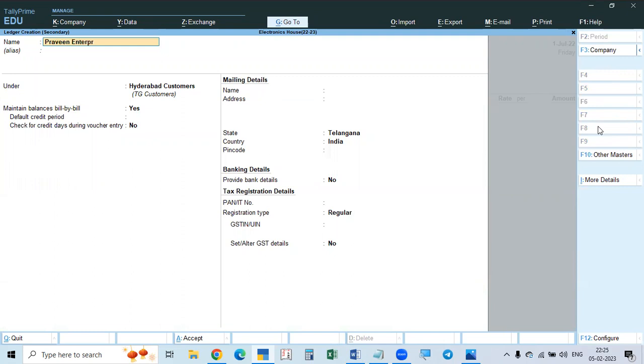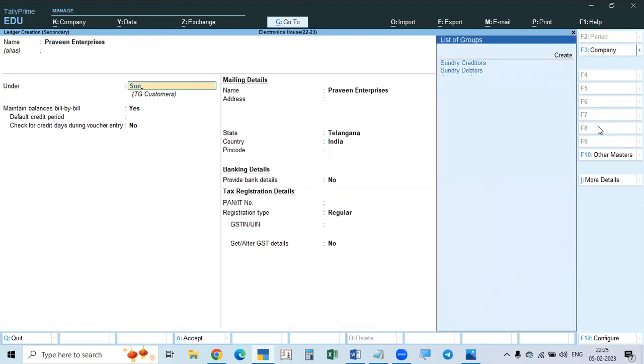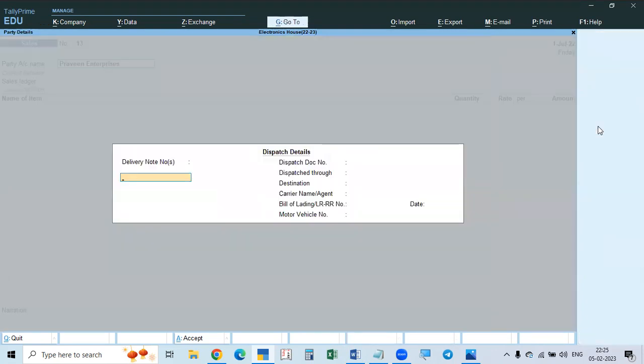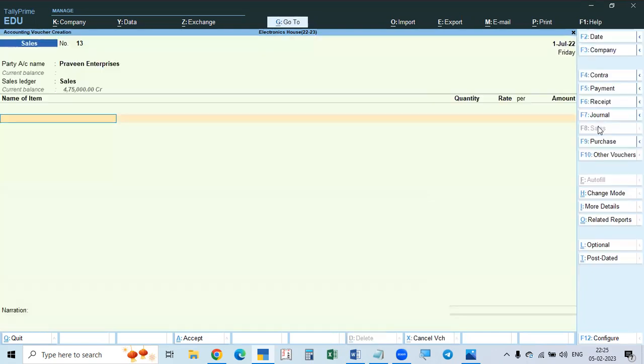Pravin Enterprises is a sundry debtor. Bill details, yes, everything. Control A. We will save this. Again save. Here, sales will always be under sales only. Sales nature will be sales here.